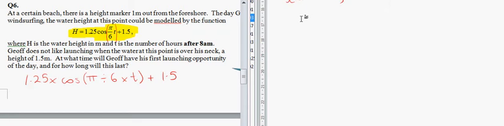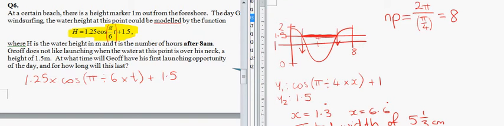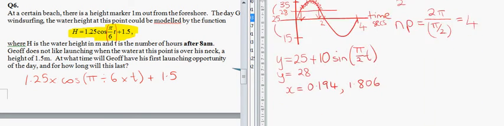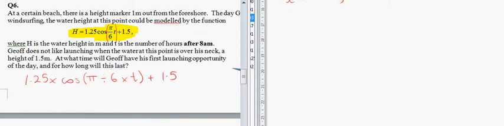Of course, using what we've learnt so far, we could use a little bit of knowledge. The plus 1.5 is the translation up of the cosine curve.